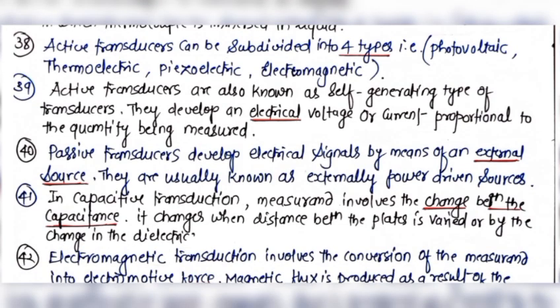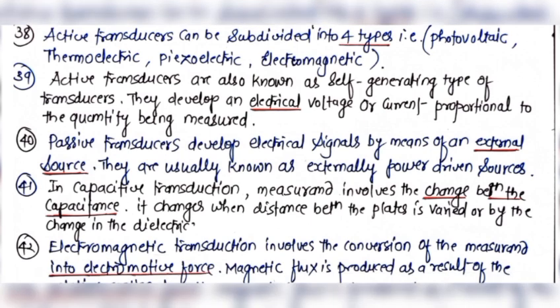Active transducers can be subdivided into four parts: photovoltaic, thermoelectric, piezoelectric, electromagnetic. Active transducers are also known as self-generating type of transducers. They develop an electrical voltage or current proportional to the quantity being measured. Passive transducers develop electrical signals by means of an external source. They are usually known as externally power driven sources.